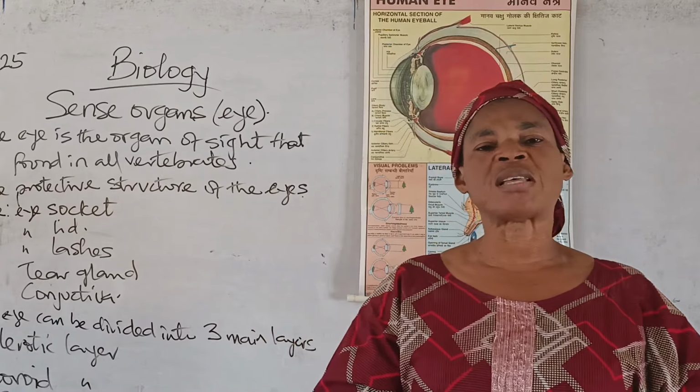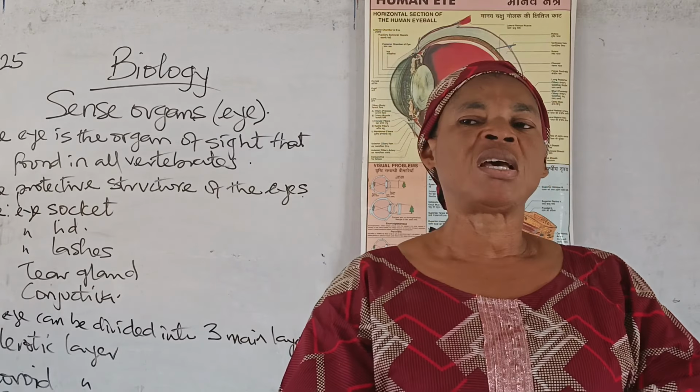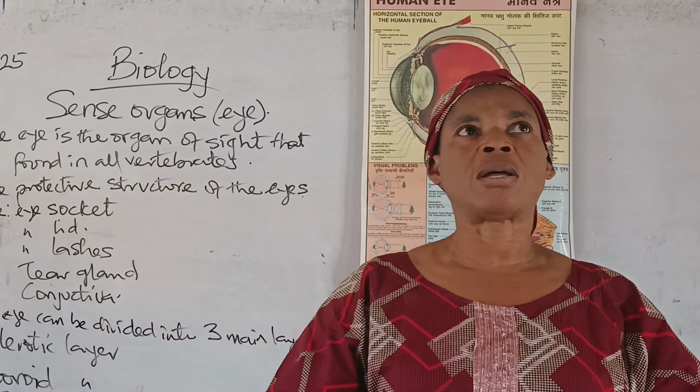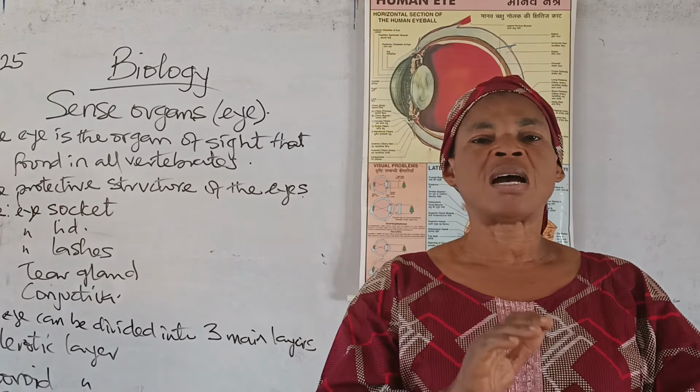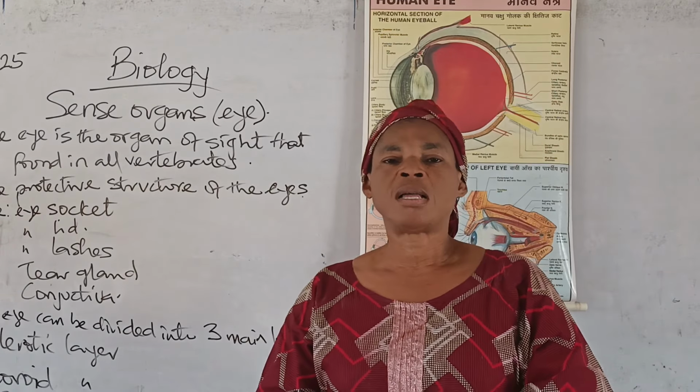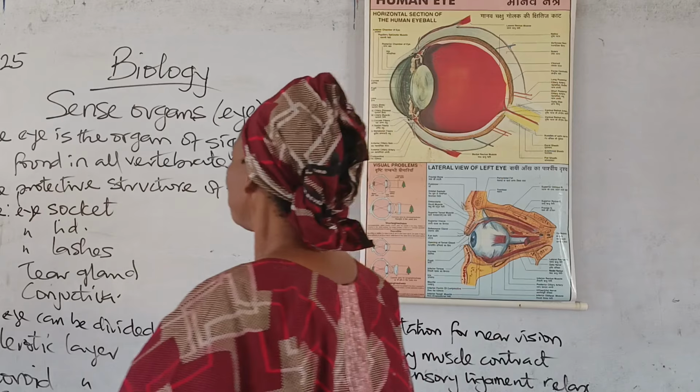The moment the images are not formed on the yellow spot, either it is formed at the back or at the front, that is when you say that the person has an eye defect, and then the person may need spectacle lenses. So this is what I've been talking about.